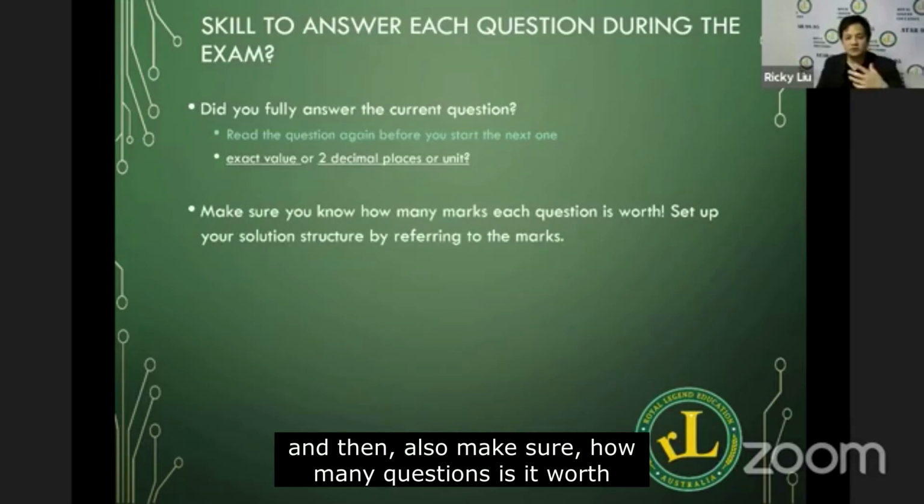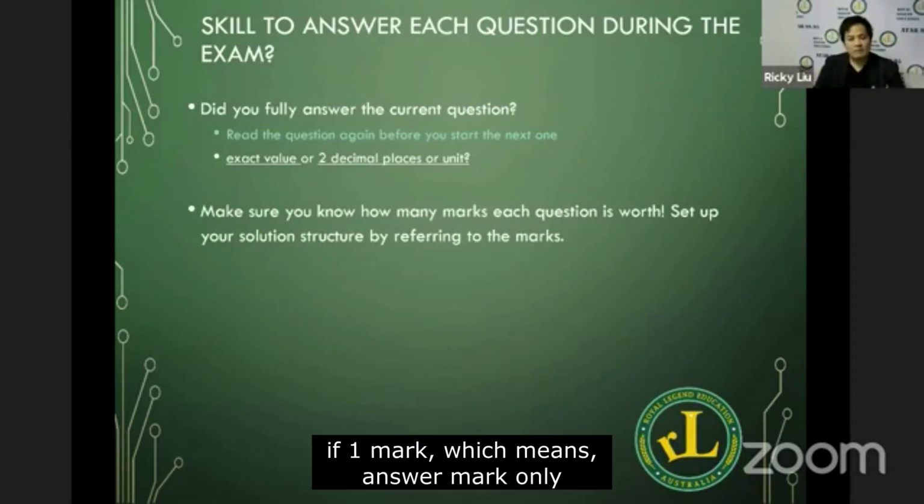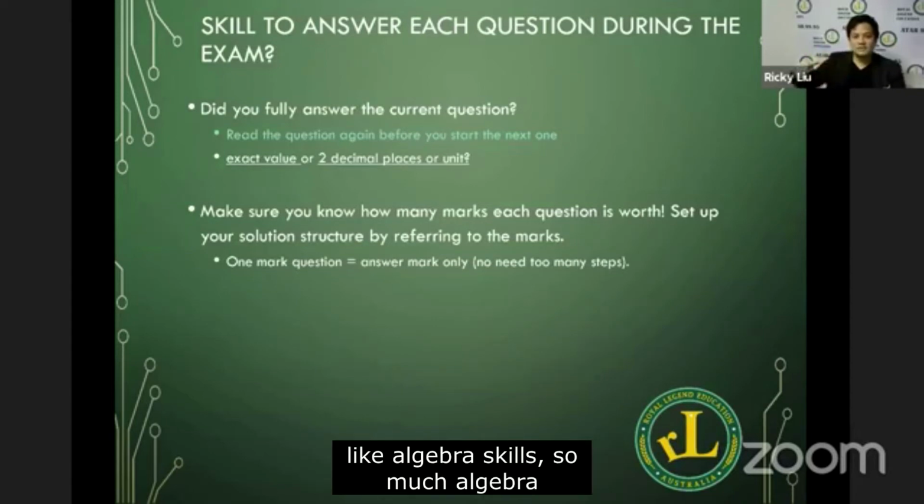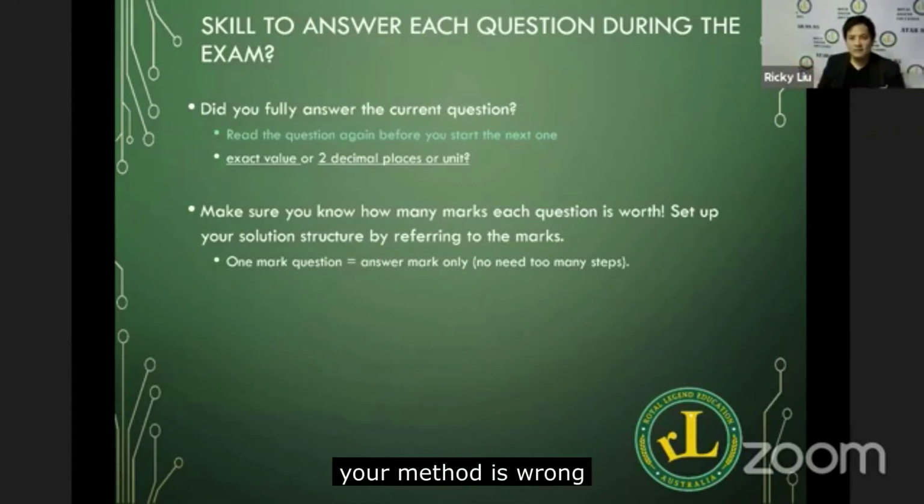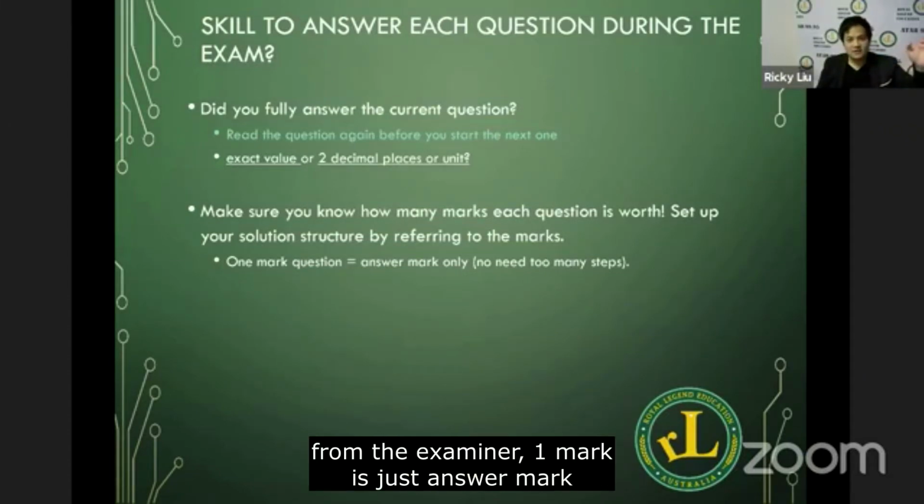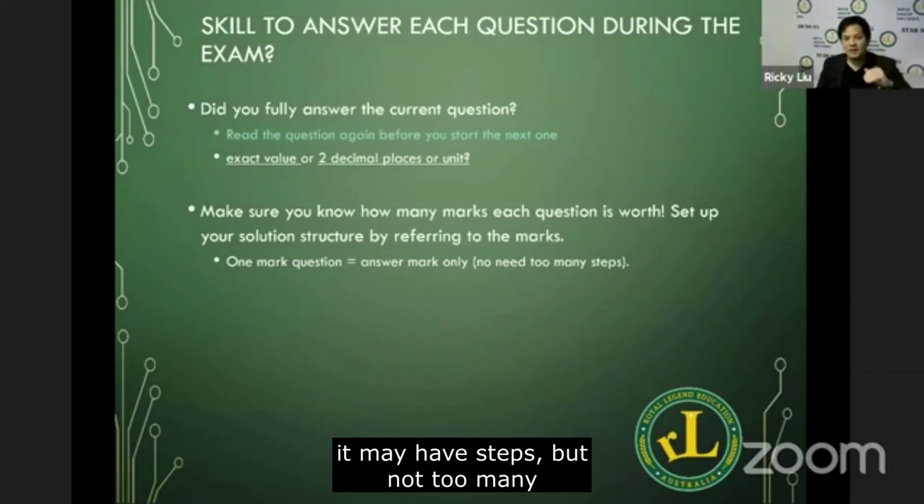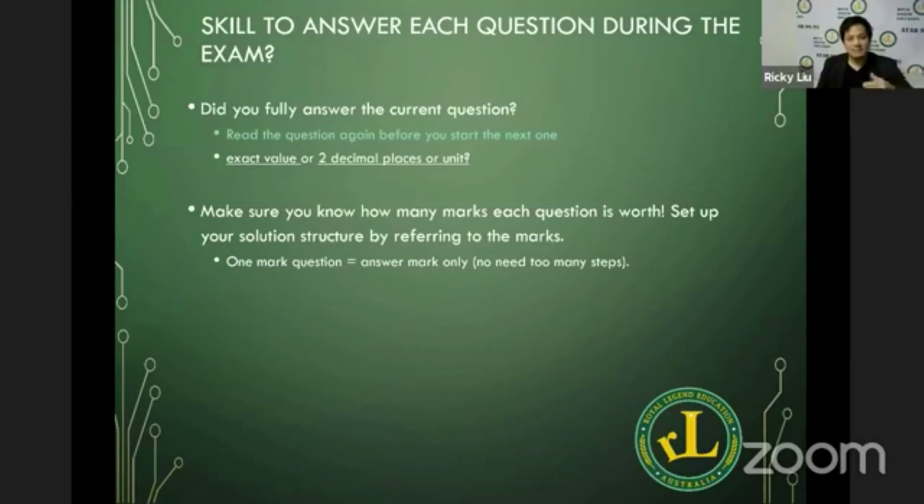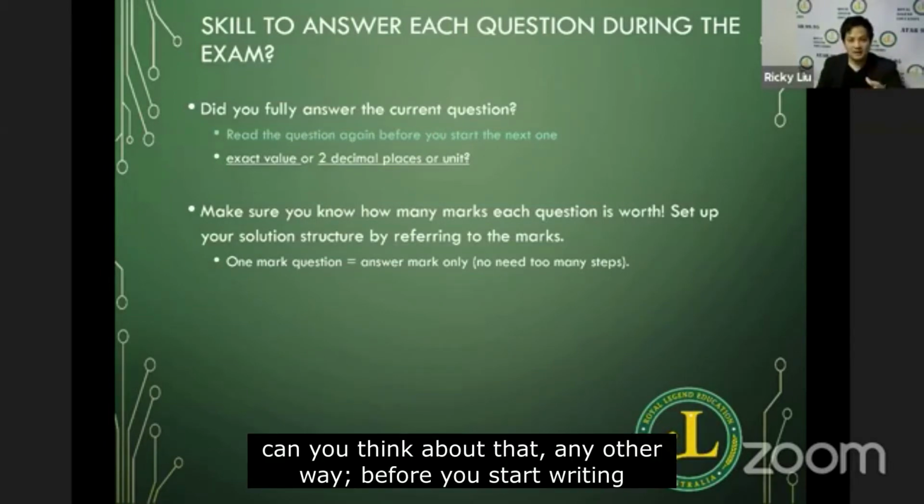And then also make sure how many marks the question is worth. If 1 mark, which means answer mark only. If it's a 1 mark question and you're spending so many steps, so much algebra, your method is wrong. You got distracted from what the examiner wants. 1 mark is just answer mark. It may have steps, but not too many. If you're planning and this question needs so many steps but is only worth 1 mark, can you think about any other way before you start writing?